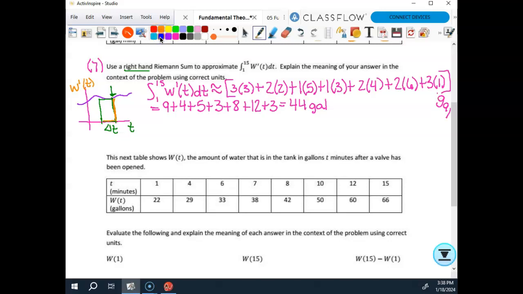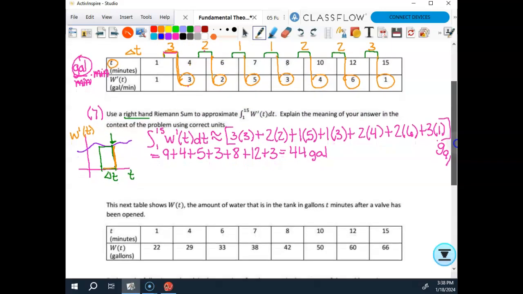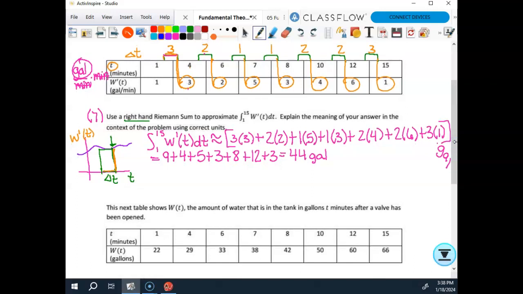All right, so then it says, explain the meaning of your answer in the context of the problem using correct units. Okay, so I have this 44 gallons, and since we have something like 44 gallons, I can put that in the middle of a sentence. I wouldn't want to put this long nonsense here in the middle of a sentence. I wouldn't want to rewrite it, but I could say, blah, blah, blah is 44 gallons. So whatever we have, this is our answer. And the way we did it the other day is we said, this is, and then we went on.